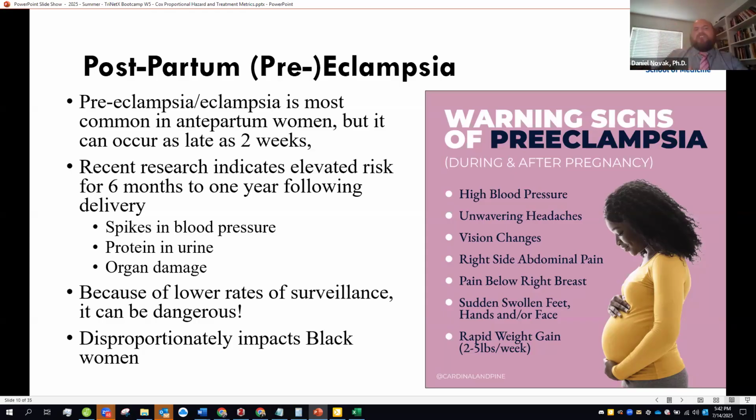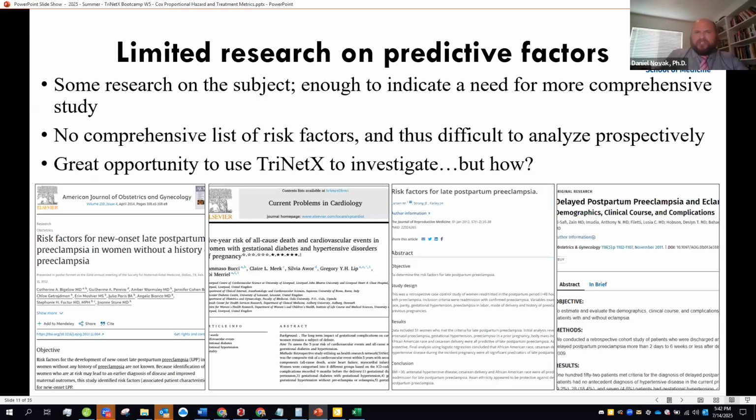But because of relatively low surveillance rates after delivery, it can be really dangerous. That is, most of the time people are out of the woods, but that's not always the case. It also disproportionately impacts Black women postpartum as well. There's really limited research on postpartum preeclampsia and on the predictive factors. Some research does exist, but it's enough to indicate a need for a more comprehensive study for people to really dig into this and understand the causal mechanisms and the predictive factors.